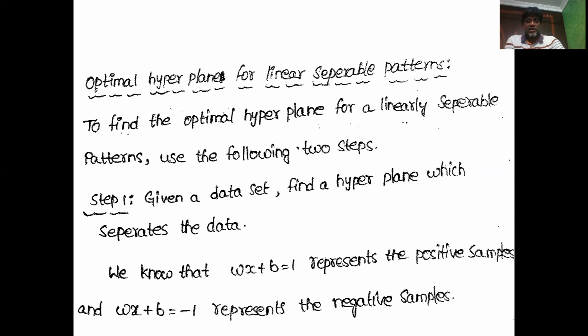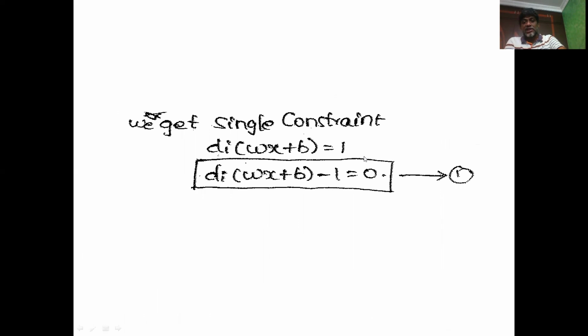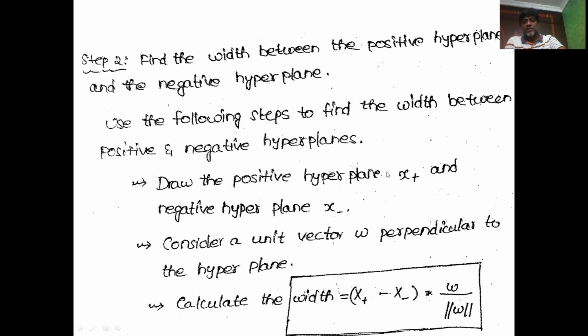We know that the patterns are said to be linearly separable if we can draw a hyperplane between the positive class and negative class samples. The formula for representing the positive samples is Wx plus b equals 1. The formula for representing the negative samples is Wx plus b equals -1. By combining these two, we get a single constraint to represent both positive samples and negative samples as di into (Wx plus b) minus 1 equals 0.